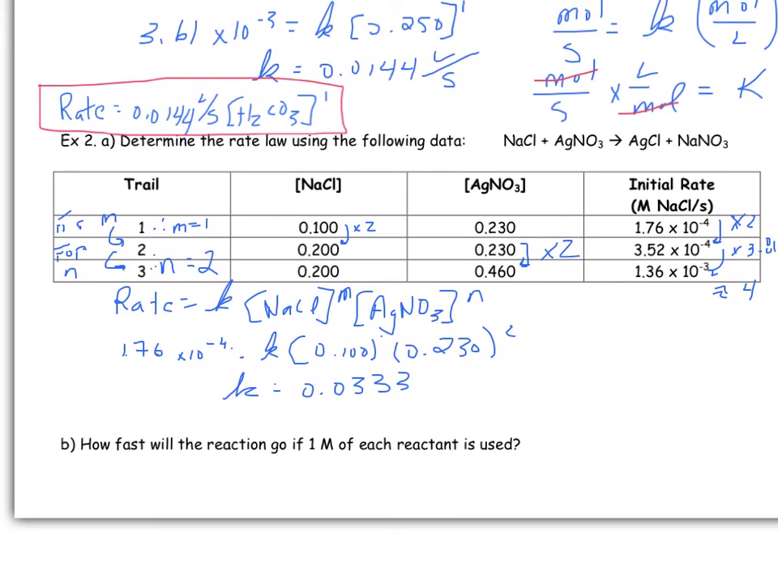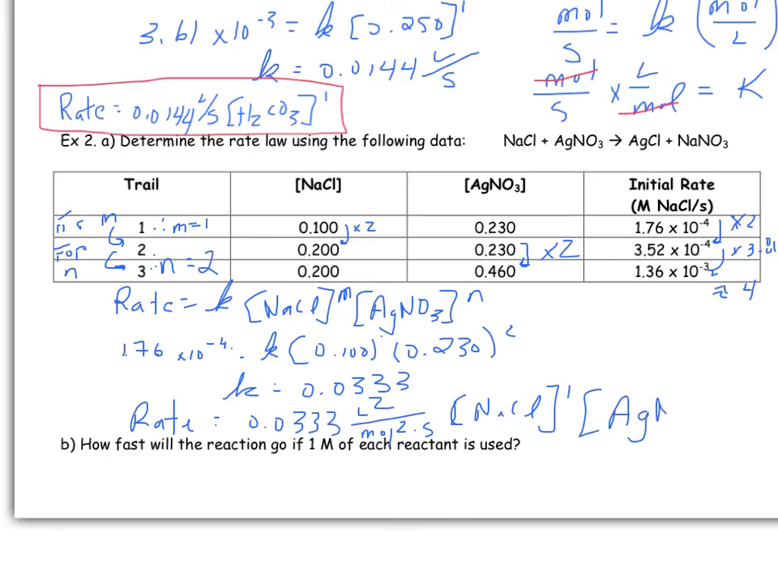So my completed rate law will be rate equals 0.0333 liters squared divided by moles squared times seconds times the concentration of NaCl to the 1 and AgNO3 to the 1.